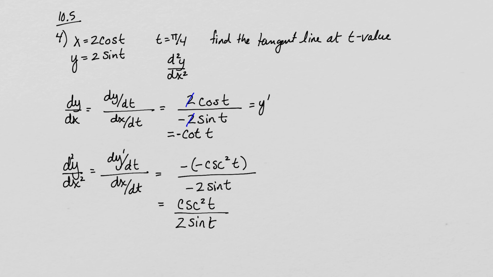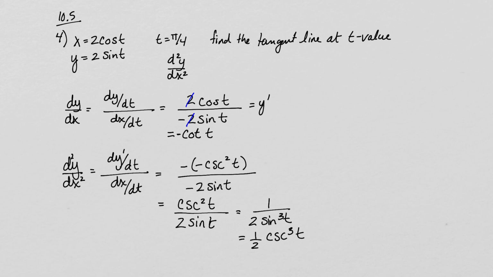Or you could rewrite it if you wanted to. Cosecant, remember, is 1 over sine. So you could write this as 1 over 2 sine cubed of t, or you could have written it as 1/2 the cosecant cubed of t. Any of those answers would be fine. I would take any of them. It doesn't really matter to me which one you do. So does that help in terms of the second derivative?